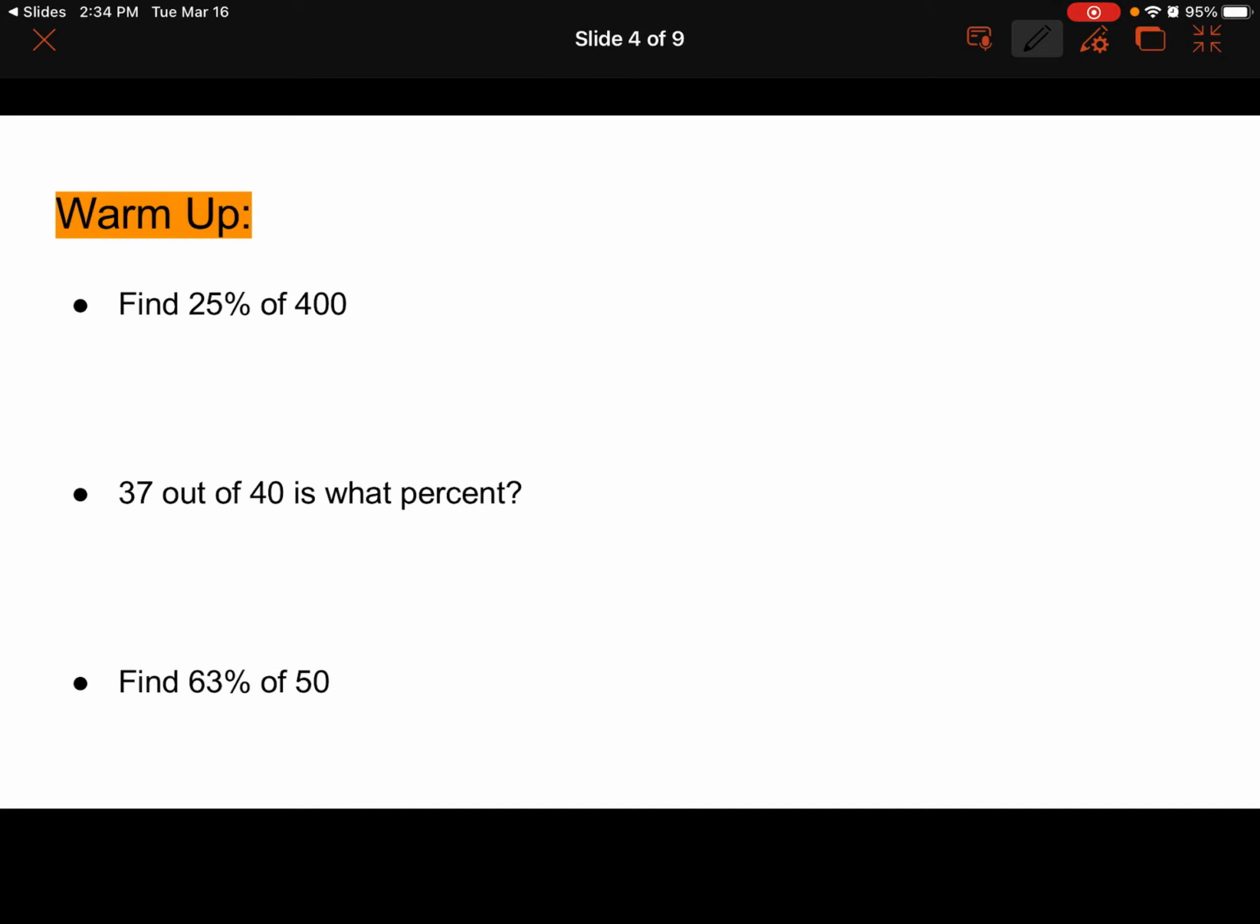All right, let's start with a warm-up, some problems we did yesterday. We want to find, first off, 25% of 400. So let's do this using our percent proportion that we learned yesterday. So 25 over 100 is equal to, I'll write a variable here, x over 400.